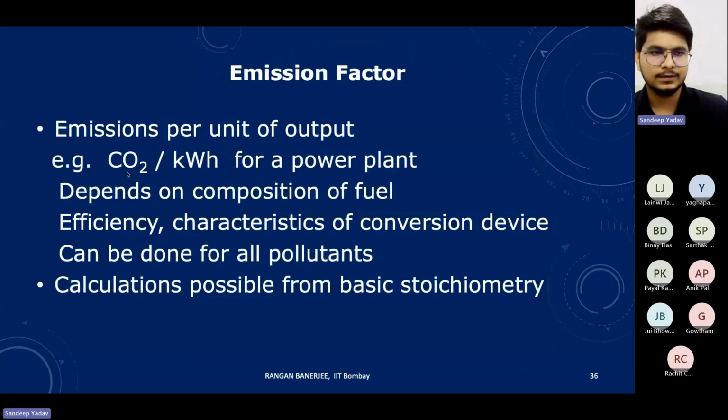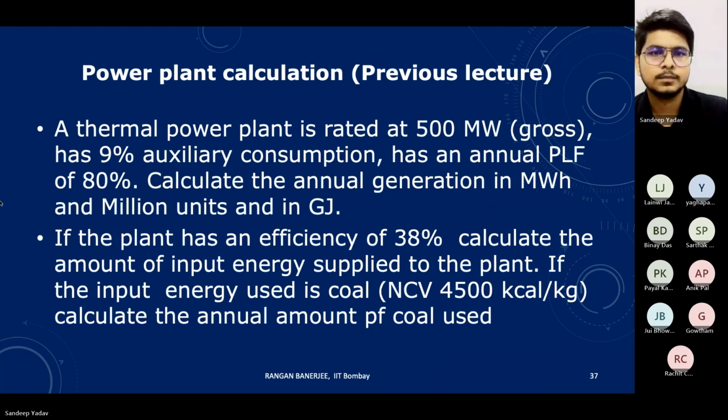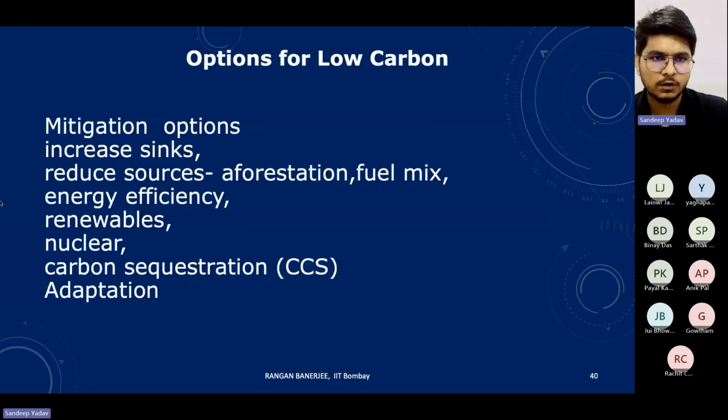So these are all the theory part. Other than that, other important factors are covered, that is the emission factor, which is emission per unit of output. Suppose we are generating 1 kilowatt of power, how much emissions, like CO2 emissions, are we generating from the power plant? That is the emission factor. It depends on the consumption of fuel, efficiency, and characteristics of the conversion device, and can be done for all the pollutants. But we mainly use the term for CO2. Those examples are already solved.